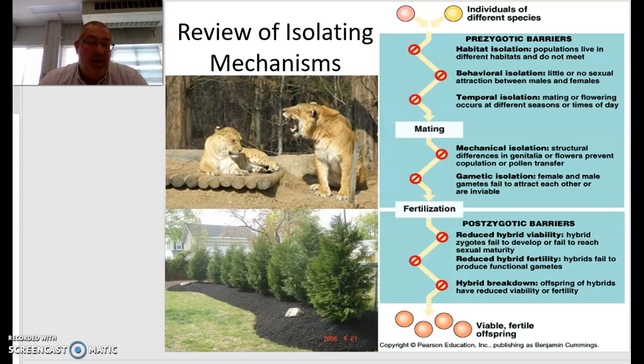Pre-zygotic barriers are more common and involve either isolation at the geographic level, different geographic regions, or some isolation mechanism if two species or more than two species occur in the same geographic area, such as behaviors, mating times, or even the development of different shapes of the genitalia. So that kind of concludes chapter 9 on speciation.